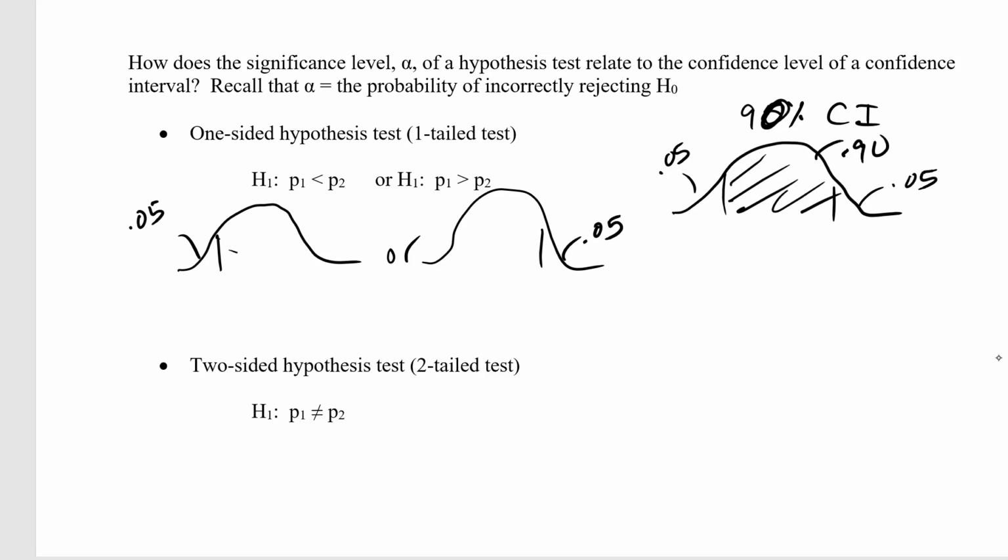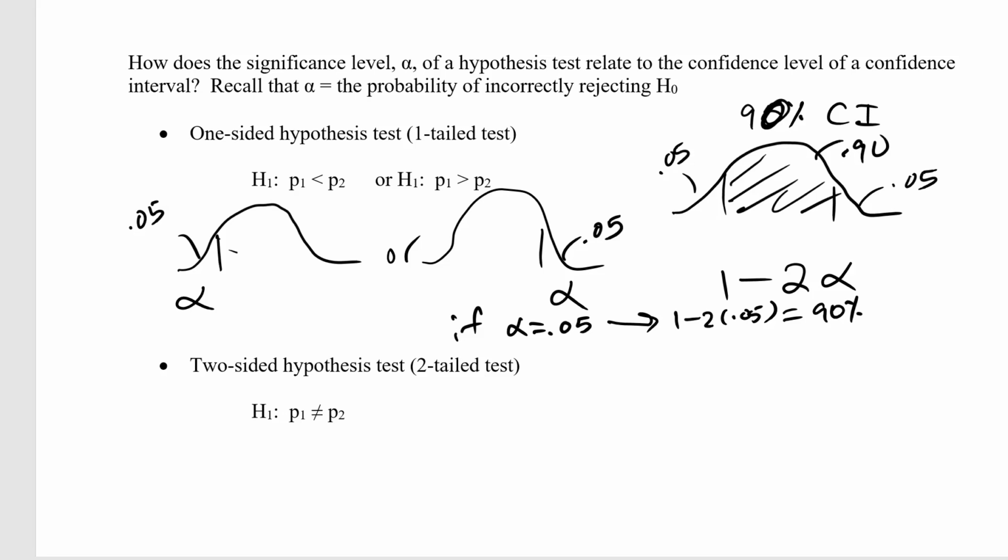So if they give me an alpha, then the confidence level, if it is from a one-tail test to a confidence interval, which is always a two-tail test, then it will be 1 minus 2 alphas. So a 5% tail would relate to a 1 minus 10% or a 90% confidence interval. If alpha equals 0.05, that would relate to a 1 minus 2 times 0.05. That would relate to a 90% confidence interval.